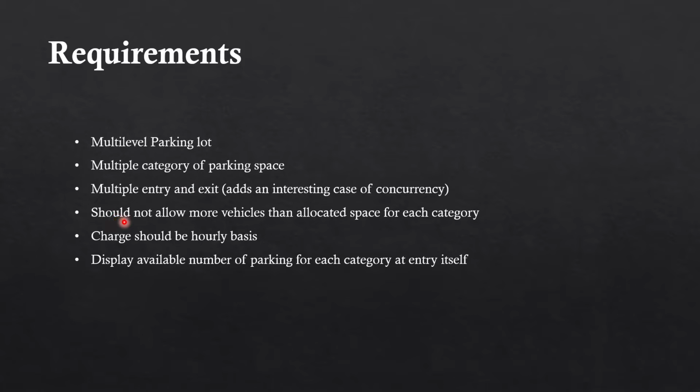Next is that it should not allow more vehicles than allocated for each of the category. But your code should be such that if suppose tomorrow you want a smaller vehicle to be parked in a larger space, that should be allowed. It will just be that the charge will be as per the bigger space, but for now it's okay if you don't allow them to park a smaller vehicle into a bigger parking space.